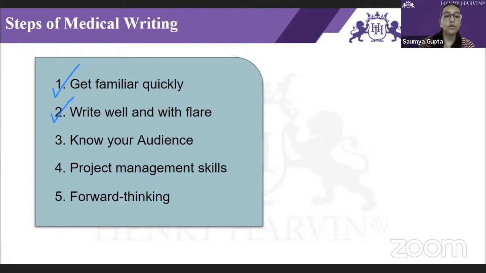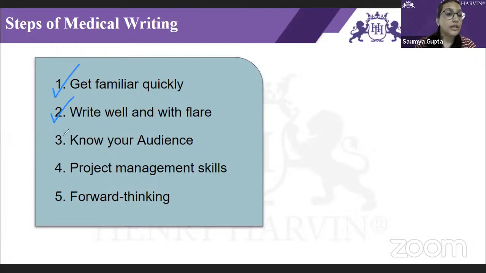When you're writing a research document or a simple blog, linear flow of information is mandatory so that the readers won't get confused and will understand your writing properly. Then know your audience.